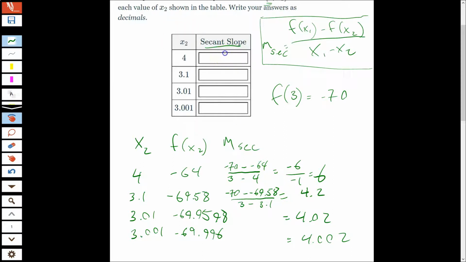Okay, so my table would look like this: 6, 4.2, 4.02, 4.002. The reason that this is useful to us is because as we take the limit, as we look at the pattern here, this suggests to us that the slope of that tangent line is 4, because these numbers on the right-hand side are approaching 4. Okay. We'll move on to another example.